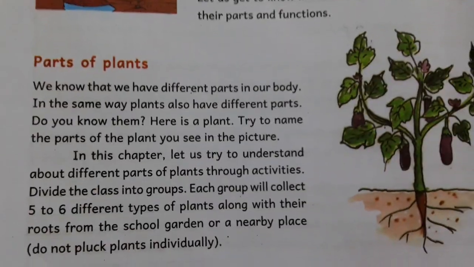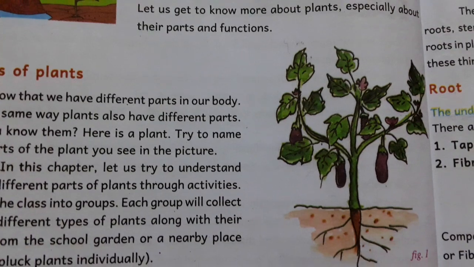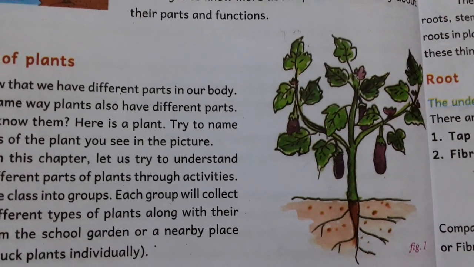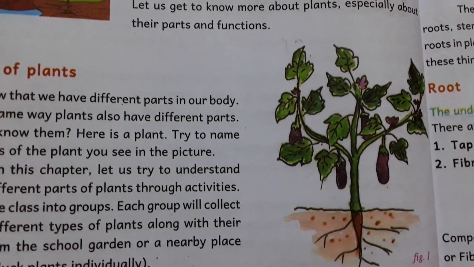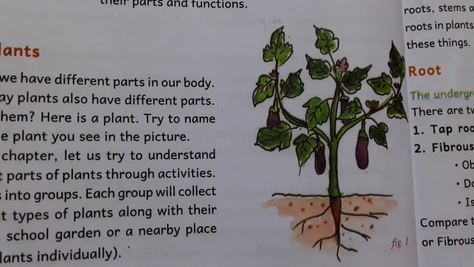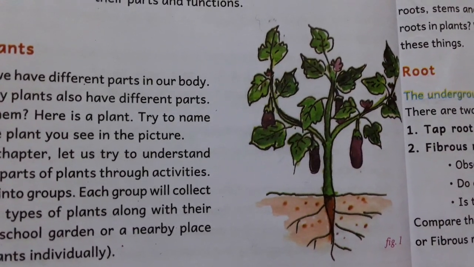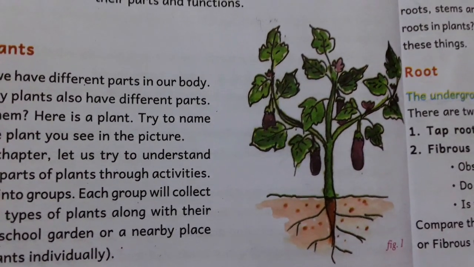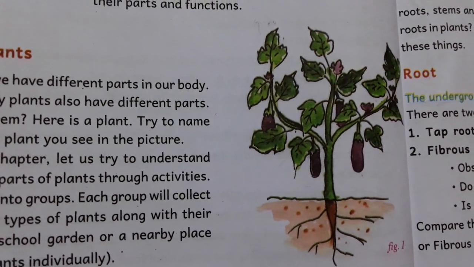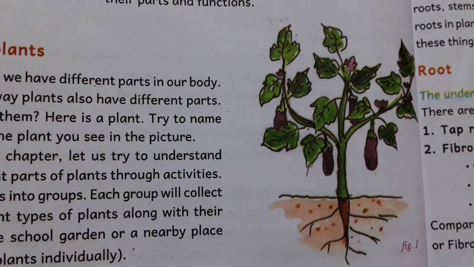So we have to see the parts of a plant. See, in this they have given some parts. This is a brinjal plant and it contains roots, stem, flowers, fruits and also leaves. These are the basic parts of a plant.